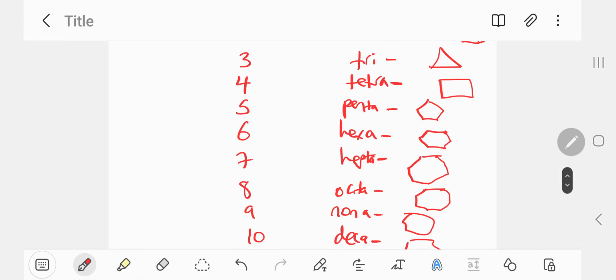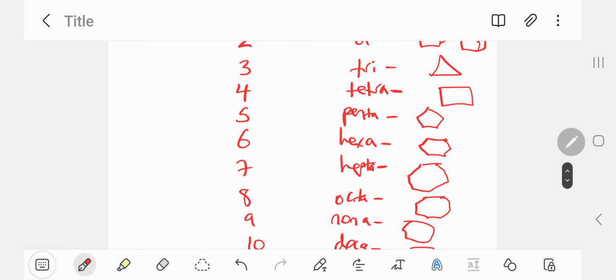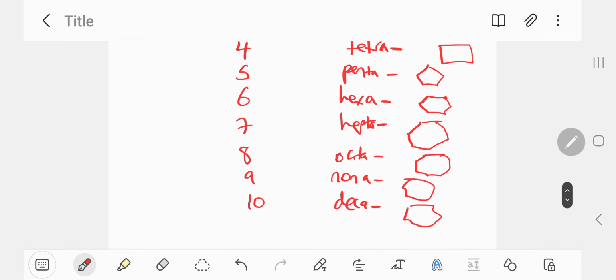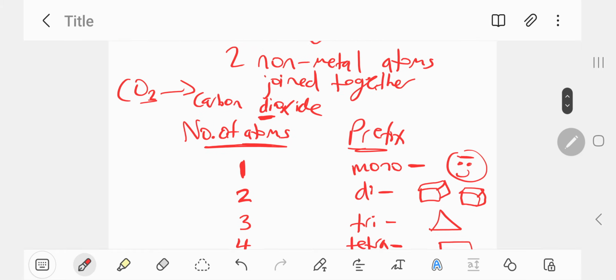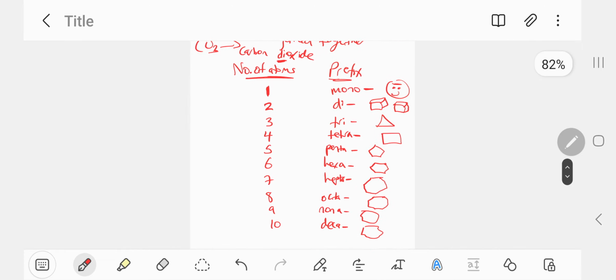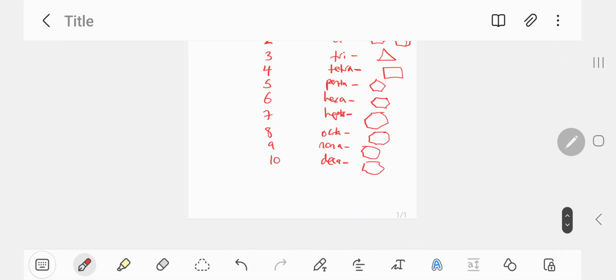I'm sure a lot of these you already know. You know what mono means, di, tri, things like penta, hexa, hepta, based on shapes. So when naming covalent compounds, you need to know these prefixes by heart, for an exam, let's say. So that's the first bit. Let's get into the second bit now. Let's do some examples. I'll go back to the CO2 example.